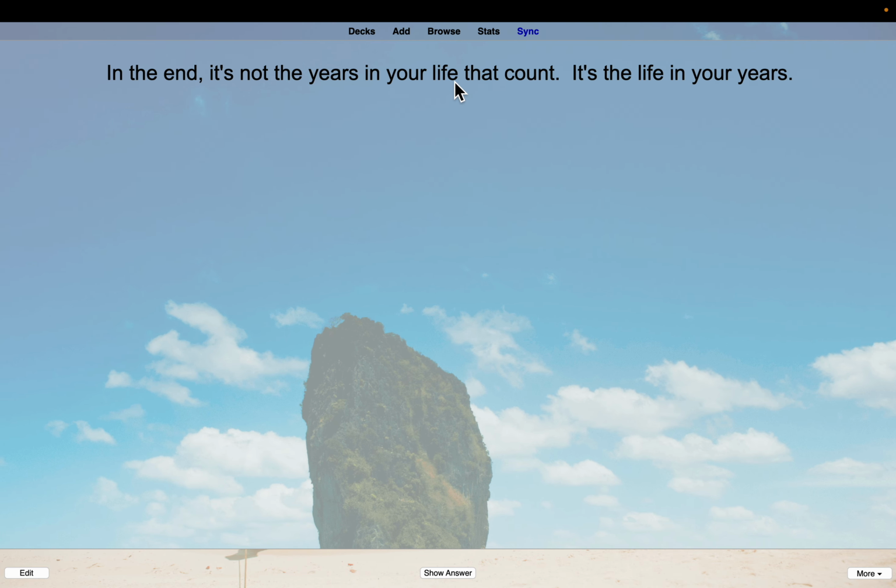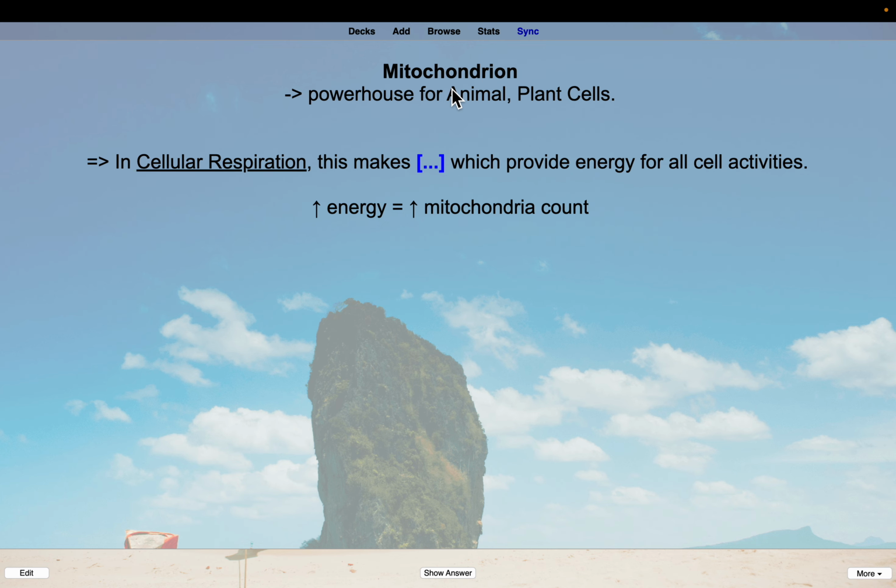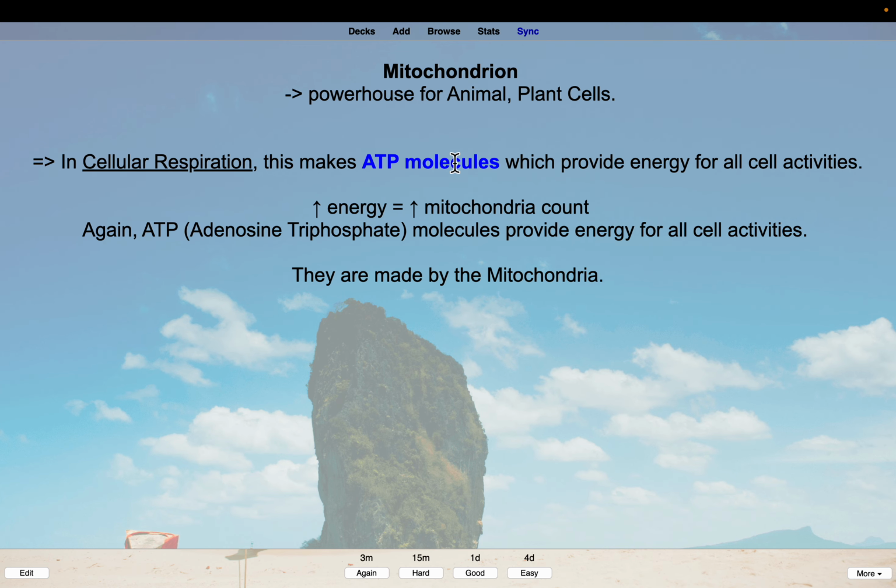We'll skip that. Okay, mitochondrion. This is the powerhouse for animal and plant cells. In cellular respiration, this makes ATP molecules which provide energy for all cell activities. The higher the energy, the higher the mitochondria count. Again, ATP, or adenosine triphosphate, molecules provide energy for all cell activities, and they are synthesized by the mitochondria.